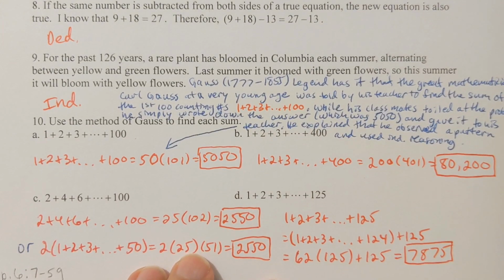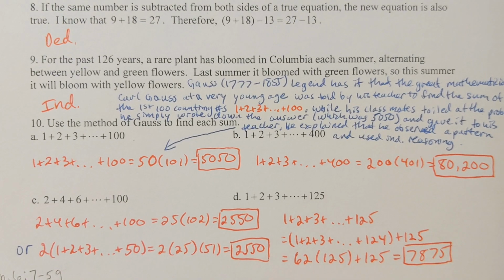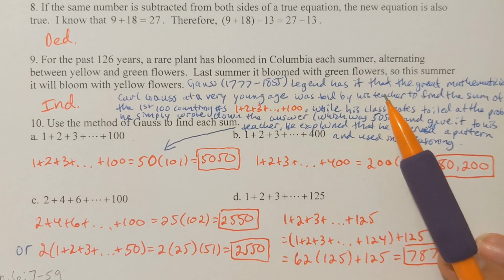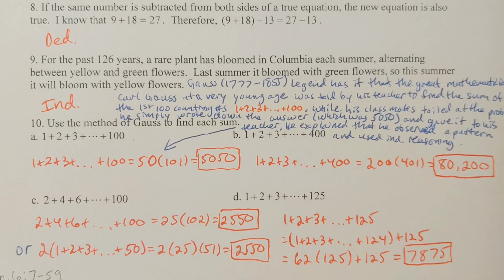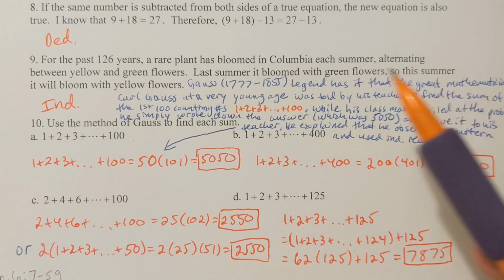Problem 9. For the past 126 years, a rare plant has bloomed in Colombia each summer, alternating between yellow and green flowers. Last summer it bloomed with green flowers, so this summer it's going to bloom with yellow flowers. So that would be an example of inductive reasoning. It's going to alternate in colors, so it's yellow, then green, then yellow and green, right? So it's reasonable to guess that since last summer bloomed with green flowers, this summer's going to bloom with yellow flowers. And that's based on the trend.